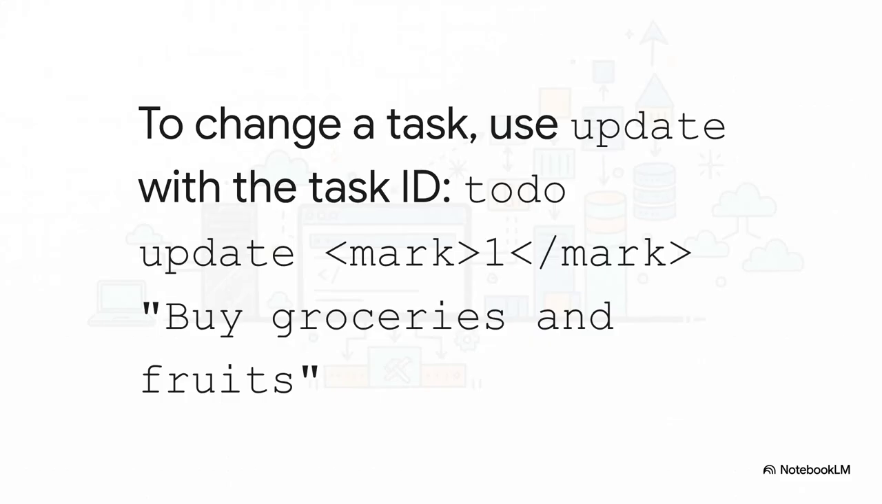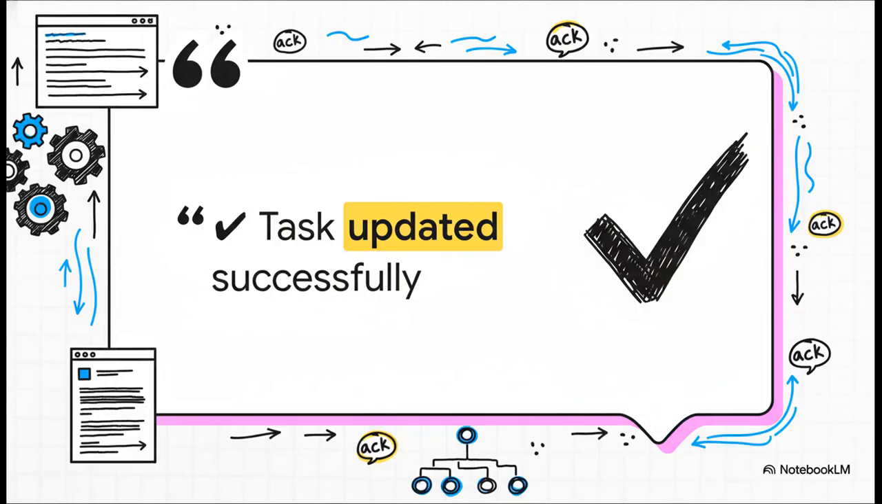What if you need to change something? Again, it's completely logical. You use the update command. You tell it which task you want to change by its ID, in this case number 1, and then you give it the new text. It's precise, it's explicit, and it's incredibly fast. And once again, you get that simple, positive feedback. It's this consistent pattern, this rhythm of command and confirmation that makes the tool so reliable and easy to learn.